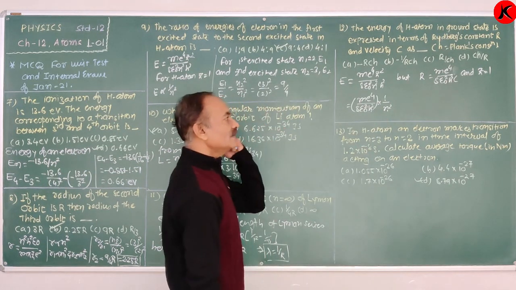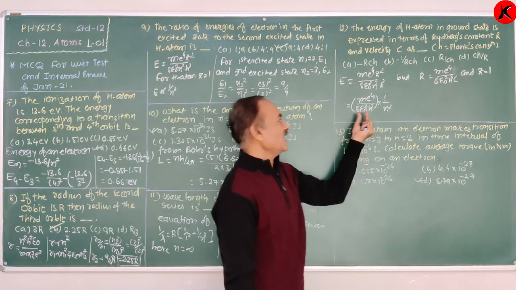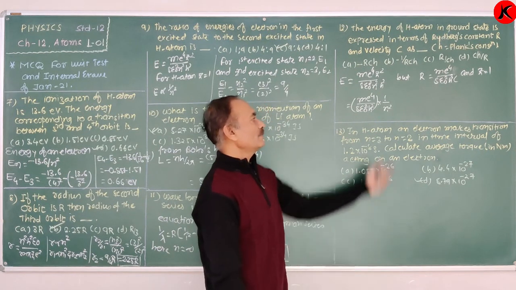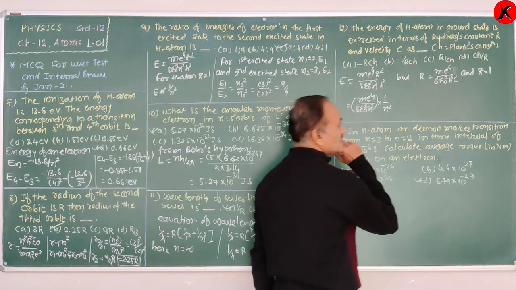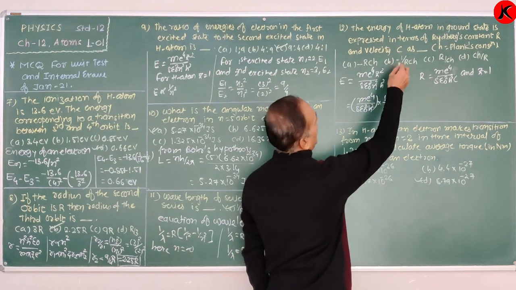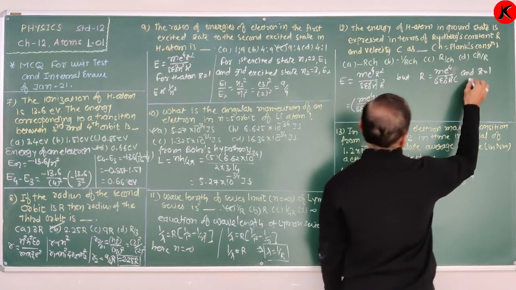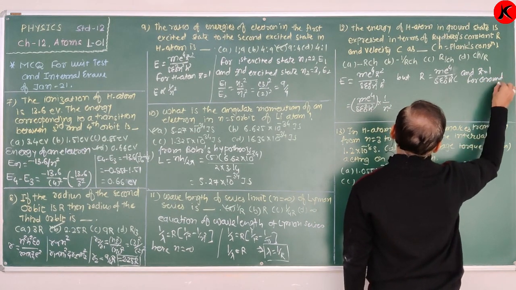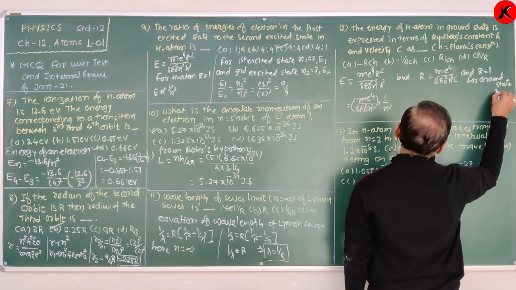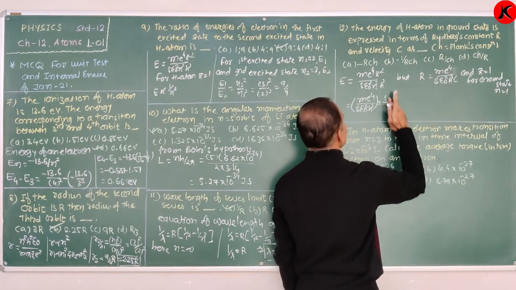But here in the denominator term, c and h are also required. Therefore, we multiply and divide by c h. And for the ground state, n is equal to 1, n is equal to 1. Therefore, this term is cancelled.